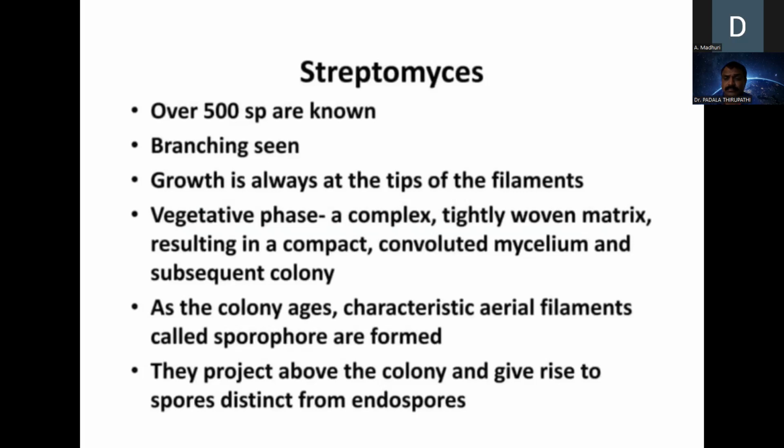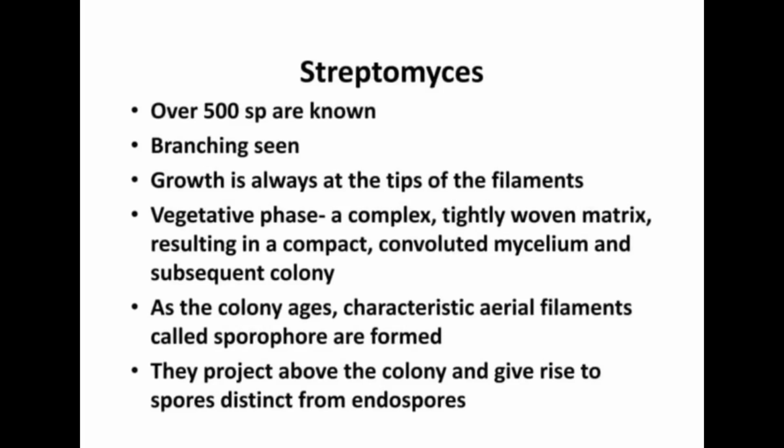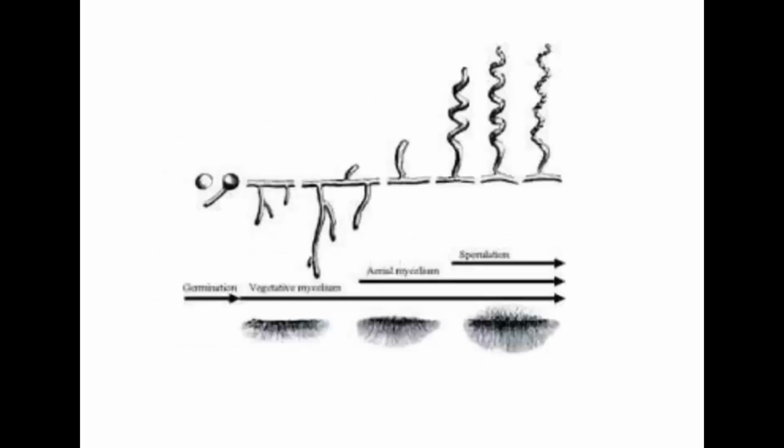The vegetative phase has a complex, tightly woven matrix. As we have discussed, these are filamentous cells, interwoven with each other, and they form a compact mycelium. As a result, it looks like a colony. As the colony ages, aerial filaments called sporophores are formed. So at the top, sporophores will be formed. They project above the colony and give rise to spores, distinct from endospores. So some spores will be formed and we can see them.